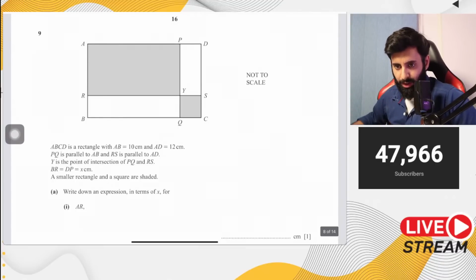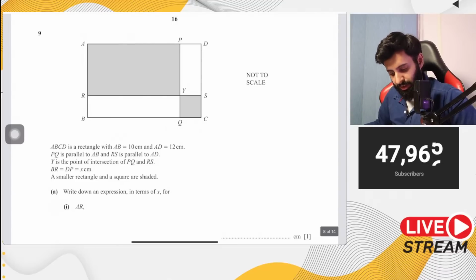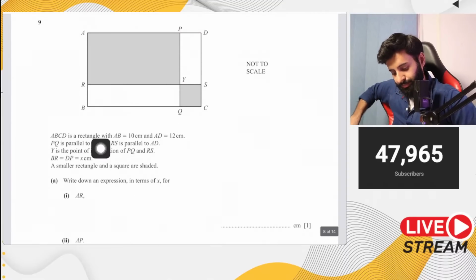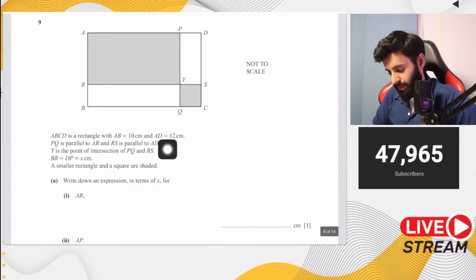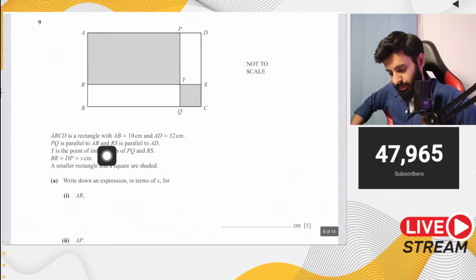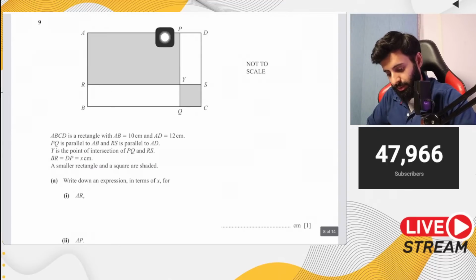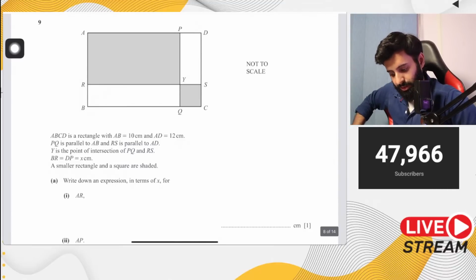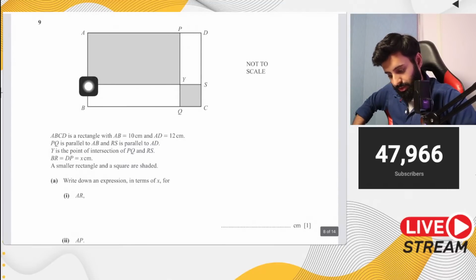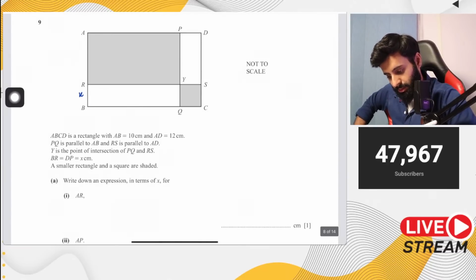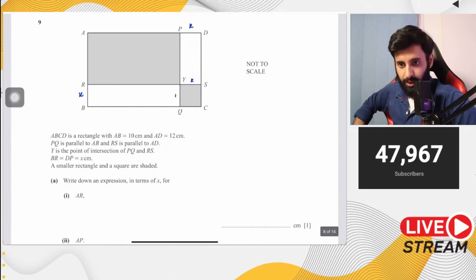Okay, now, so here is question number 9, another question from October-November 2019, paper 2, variant 2. So it says here ABCD is a rectangle, okay, with AB 10 centimeter and AD 12 centimeter. All right. Then it says PQ is parallel to AB and RS is parallel to AD. Okay. Then it says BR is equal to DP, which is equal to x. So that's very important information. So that means this ends up being a square of x centimeter.